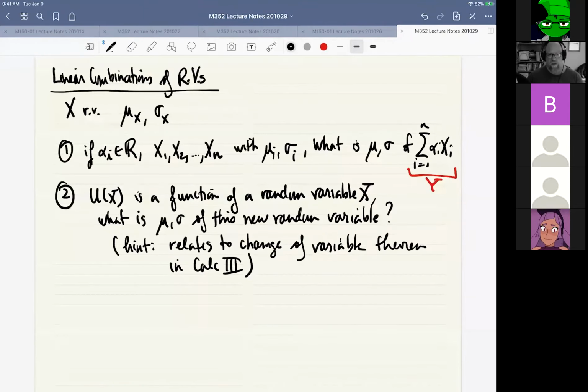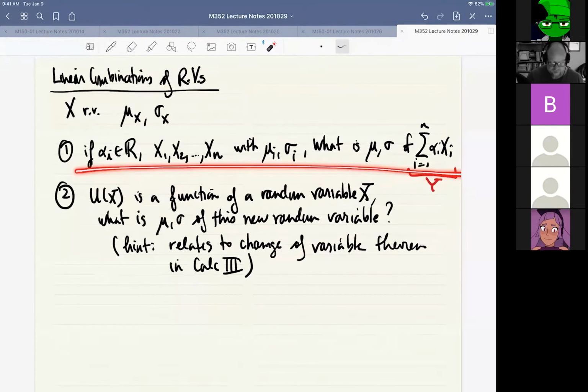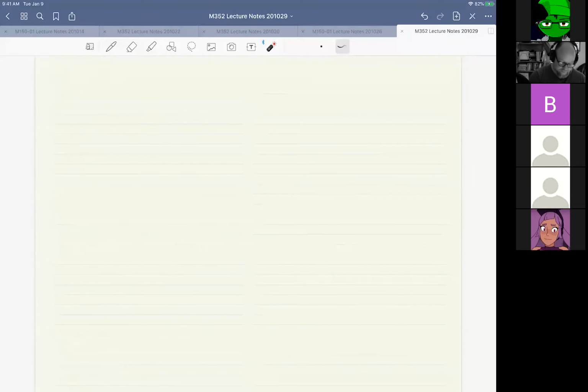I don't think we'll have to use that. I'm pretty sure we can limit ourselves to this special case for this class, but I wanted to let you know that you can really accelerate or pump up the analysis of means and standard deviations of more complex random variables. So let's look at this for now. Let's look at a simple case.